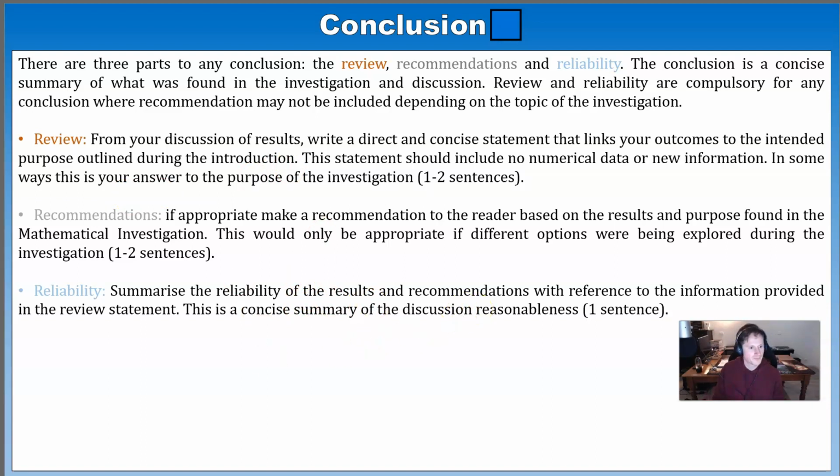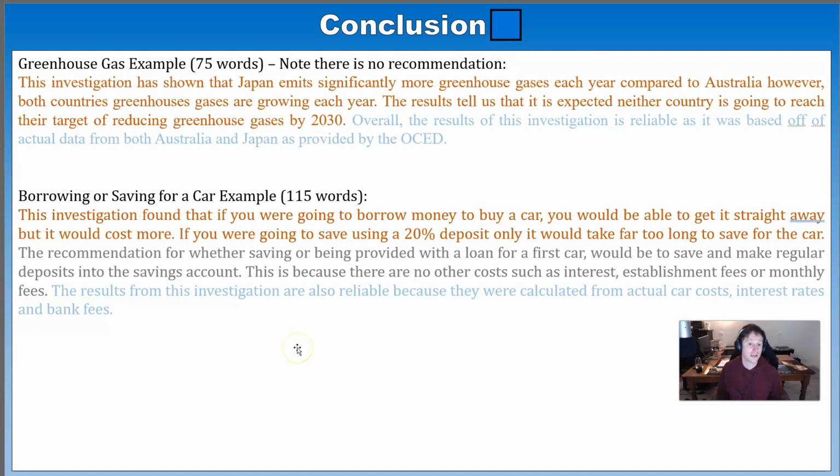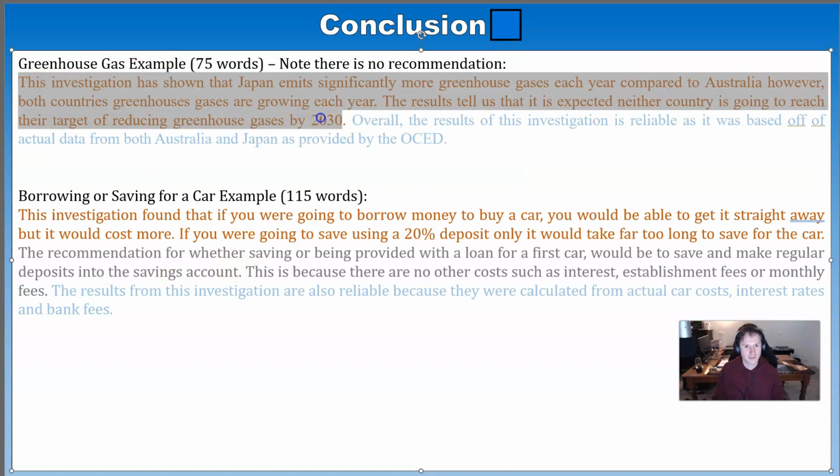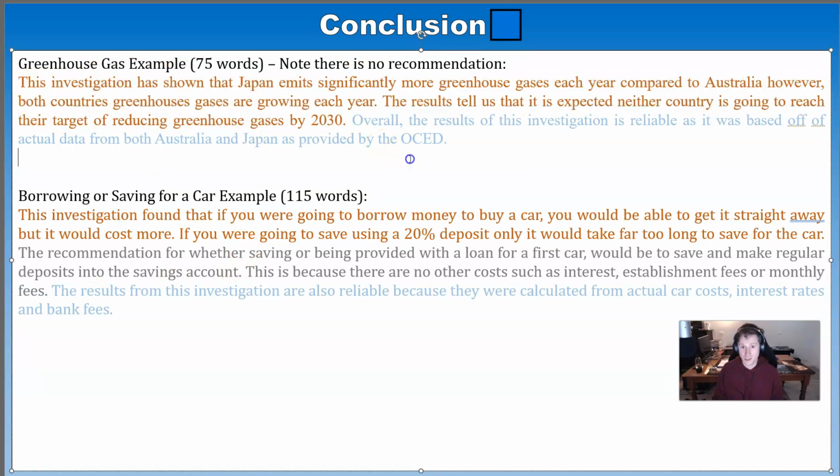Okay. So here's an example or 2 examples of conclusions. Okay. So first of all, we have the review, recommendations if appropriate, and then the reliability. So the first example here, it has a review, no recommendations because that's not appropriate, and it has the reliability statement. The borrowing or saving for a car example does have a recommendation of what to do. So I'll let you pause the video and have a read of that.